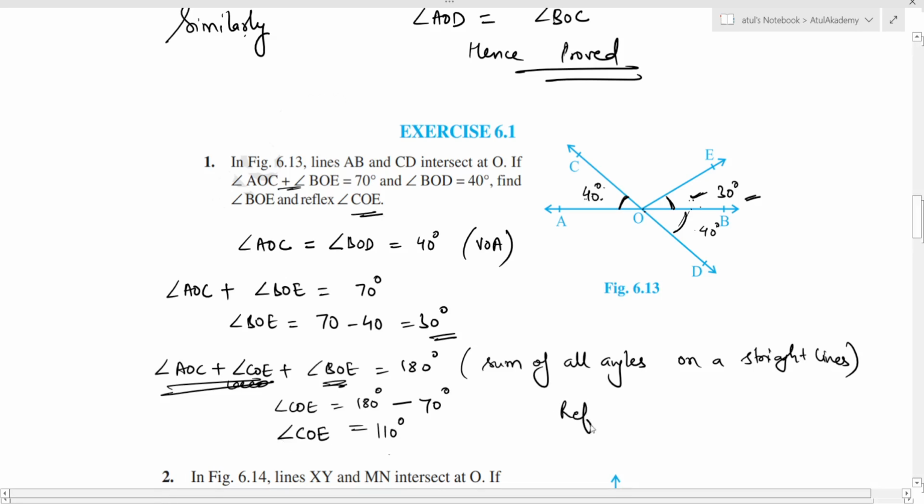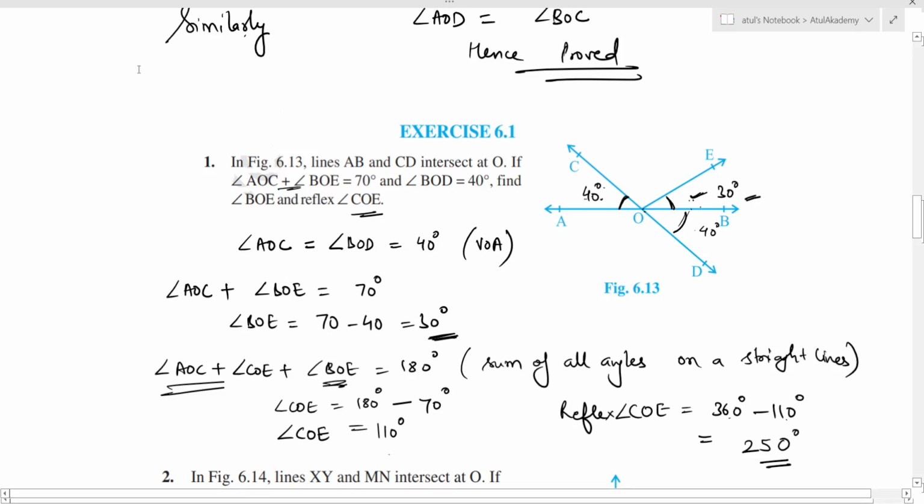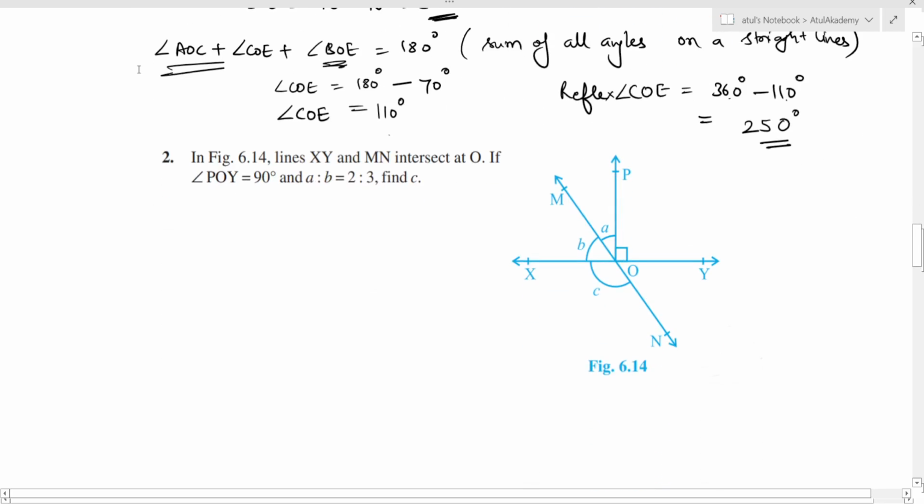So what's reflex of COE? Reflex of angle COE is 360 minus 110. Reflex you get like that only. So 360 minus 110 is 250 degrees. Clear, students? We got BOE as 30 degrees, that's my answer, and reflex COE as 250 degrees. I hope this step is also clear, students. Yes or no? Fine. So now let's move to the next question of the exercise.